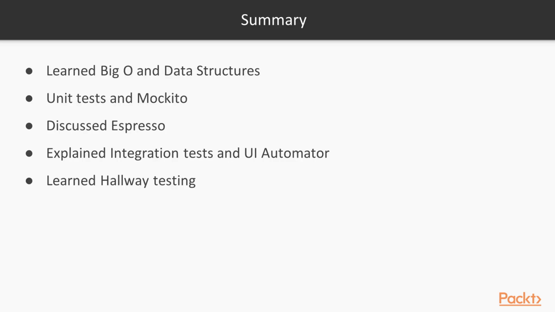In this section, we have talked about big O notation and data structures and how to make use of them to get a better performance in your application. And then we moved on to unit tests and Mockito with Espresso. So using these frameworks, we have learned how we can construct tests that will help you test various aspects of the application at the various levels.